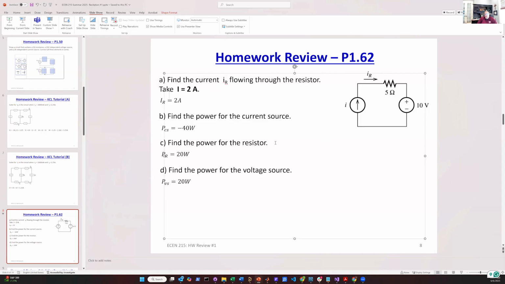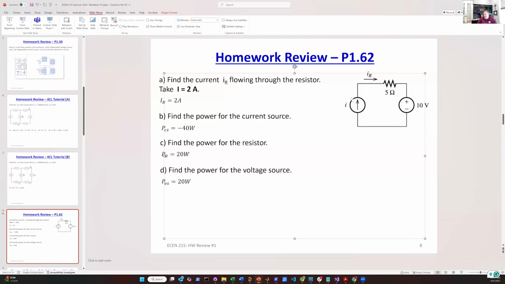Find the power of the current source. Again, with the terminals being positive and negative, the arrowhead being positive and the arrow tail being negative, we need to find the power of this device.